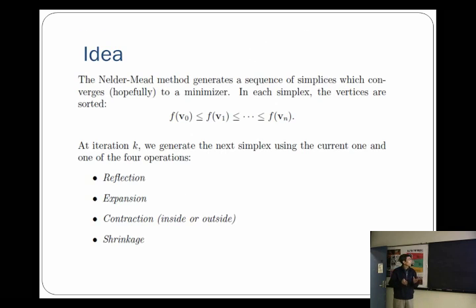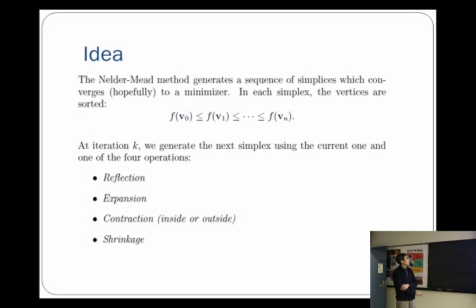Here is the idea of the Nelder-Mead method. It's quite simple. This method iteratively generates a sequence of simplexes, which hopefully will converge to a minimizer of the function. In each simplex, remember we are talking about R^n, so we have n+1 vertices. We sort them based on the function value, since we are minimizing the function. So we denote the best vertex and the worst vertex of the simplex.